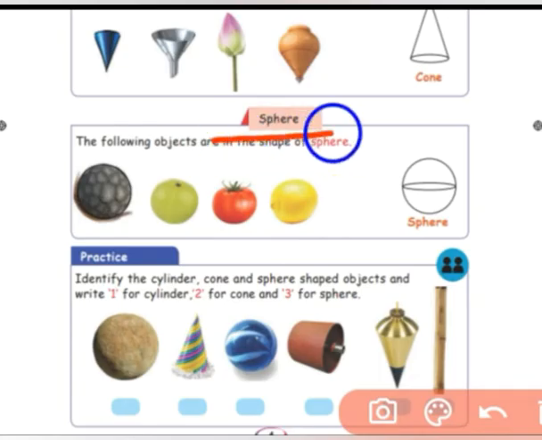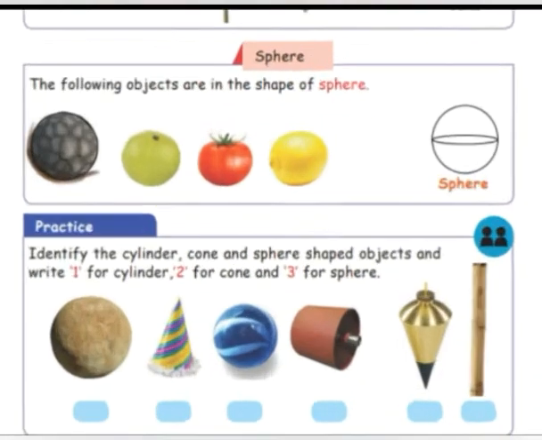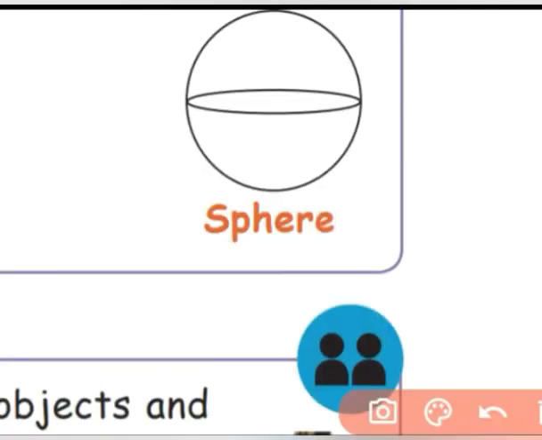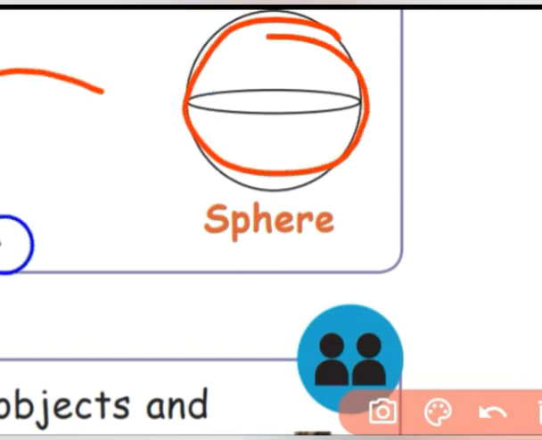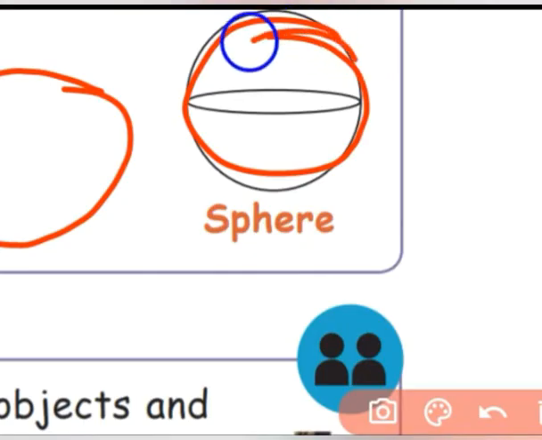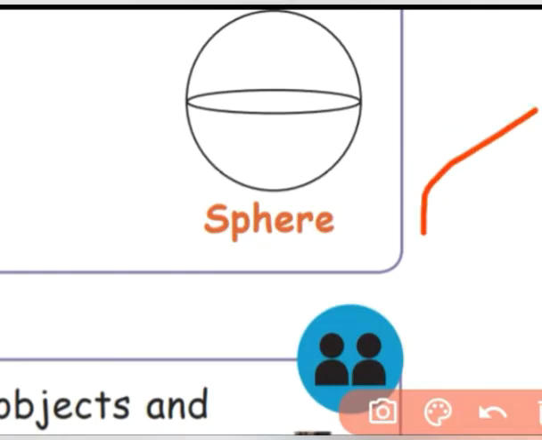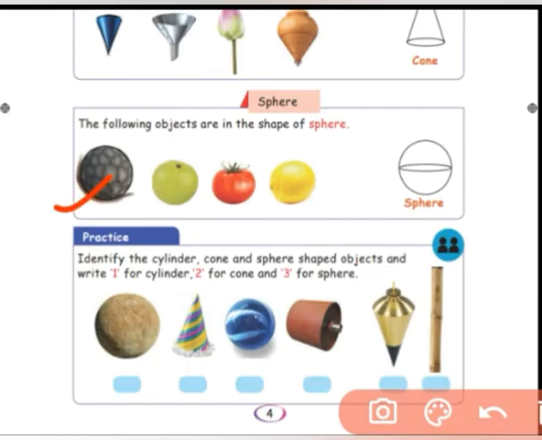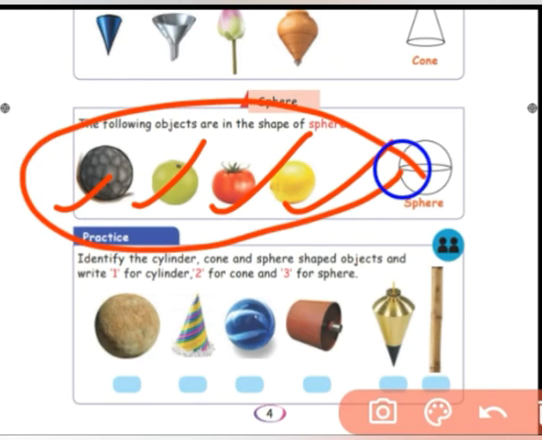Next, sphere. See, this is the picture of a sphere. Sphere, it's a 3D shape. It is round in shape. Circle, this is a circle. Circle we can't hold in our hands, but sphere we can hold in our hand because this is a solid shape. See, this stone, gooseberry, tomato, lemon, all these objects are in the shape of a sphere.